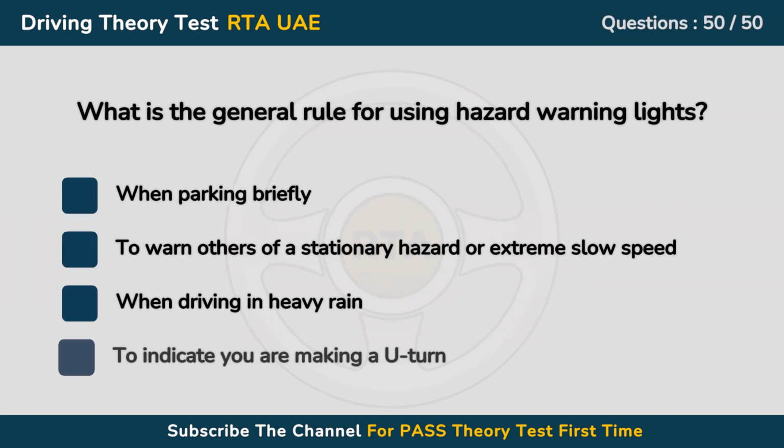Question 50. What is the general rule for using hazard warning lights? A. When parking briefly. B. To warn others of a stationary hazard or extremely slow speed. C. When driving in heavy rain. D. To indicate you are making a U-turn.